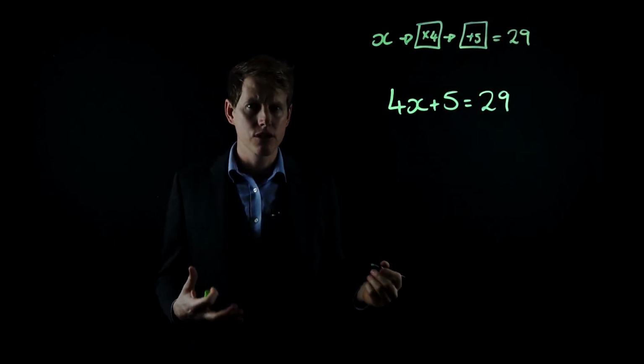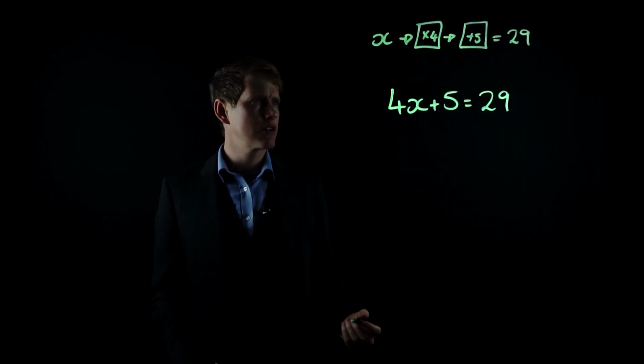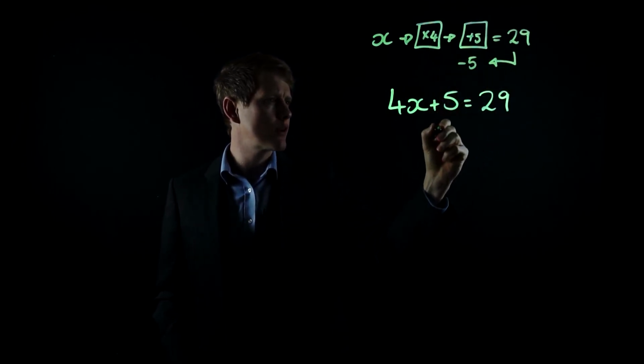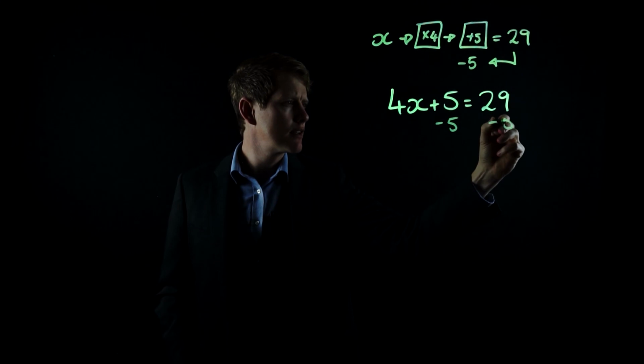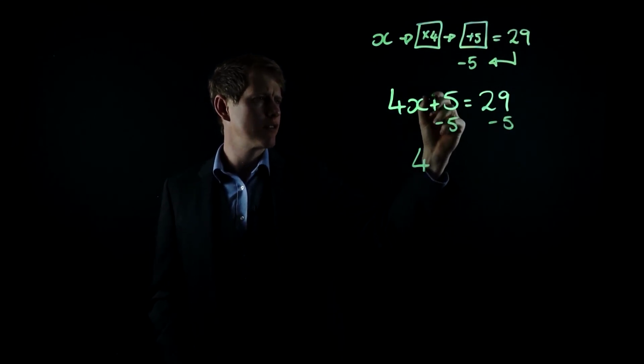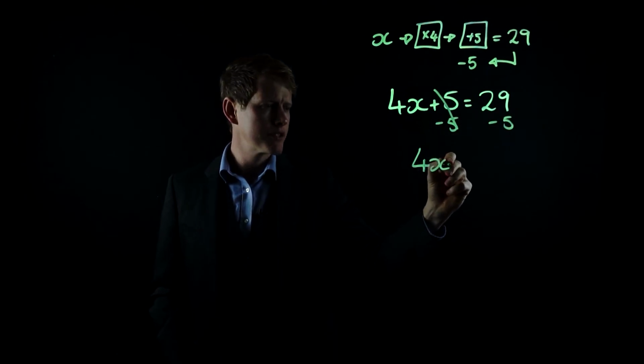Now, in order for us to solve this, we need to work it backwards. We need to go the other direction. So we're doing the inverse operation. So the first thing I need to do is take away 5 from both sides. That leaves me with 4x on the left-hand side. 5 take away 5 cancels out, so we're left with 4x.